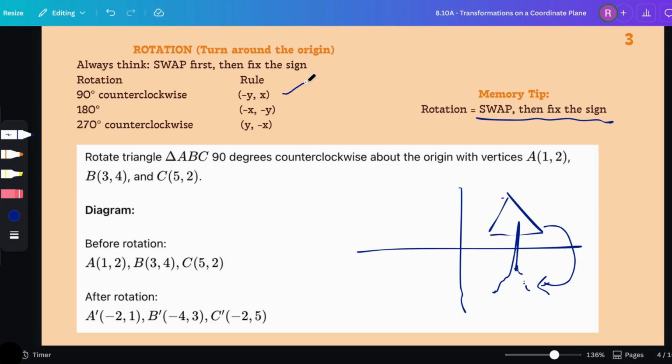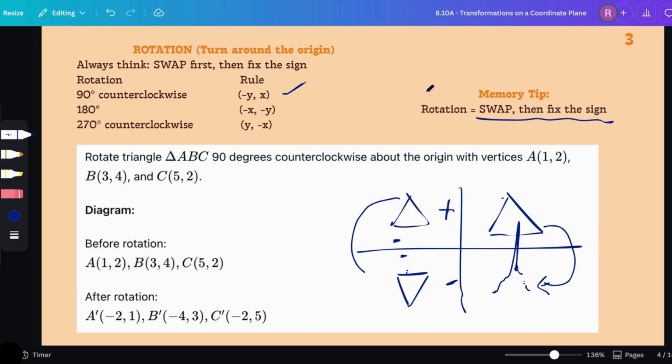You swap and then you change the sign. So just take note that when you rotate 90 degrees counterclockwise, (x, y) becomes (-y, x). But when you rotate 180 degrees, both become negative. This location is 90 degrees. But when you do 180 degrees, it will be here, and we have (-x, -y). But when you rotate 270 degrees, it will become (y, -x).